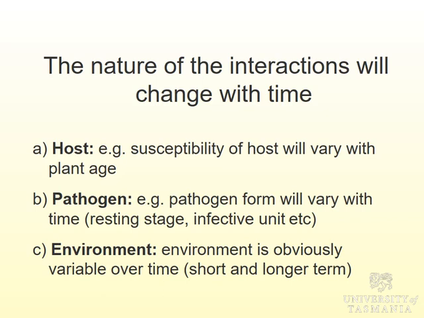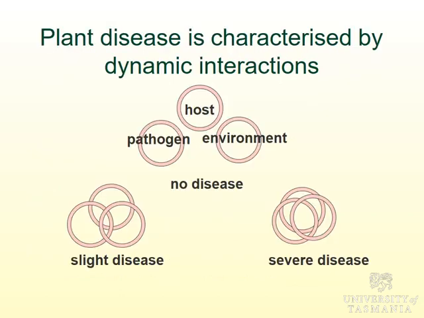So, as I said, that's what we just summarised. The host will vary with plant age, the pathogen will vary as it goes through its different cycles, from spores to infective units to resting structures sitting in the soil or whatever, and the environment obviously changes. This is summarised with another diagram where you've got no interaction, no disease. It might move in and might move out and get light disease, heavy disease as those interactions change with time.